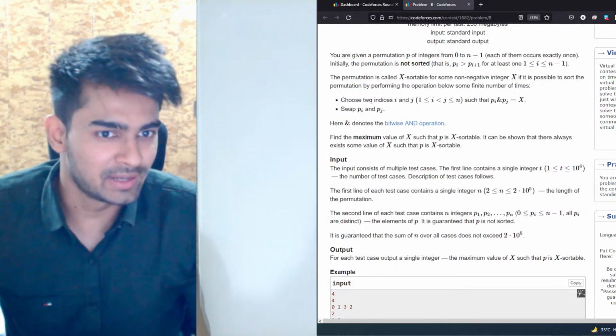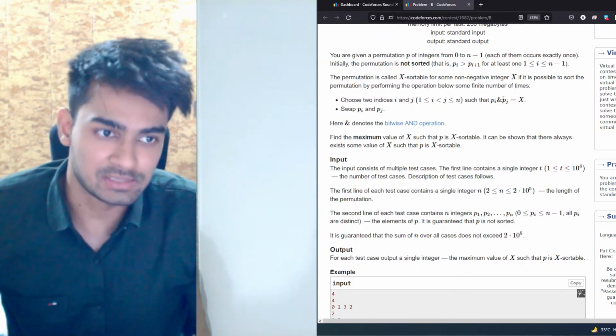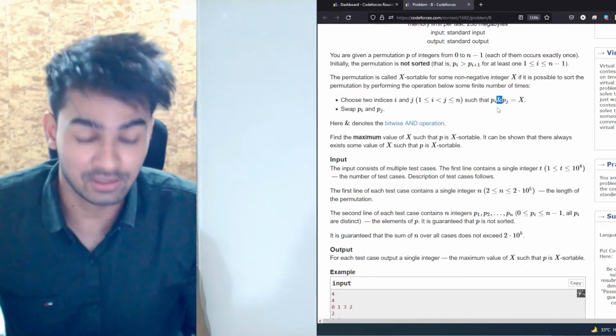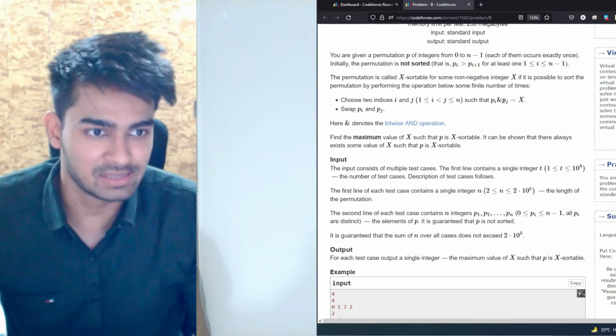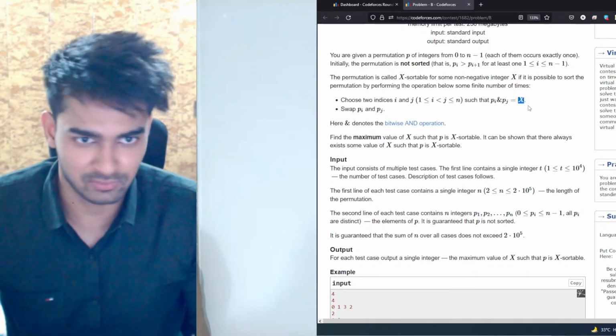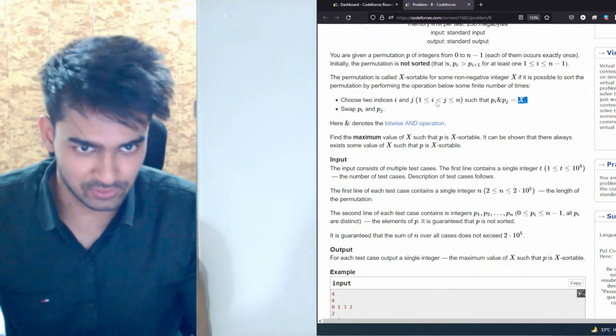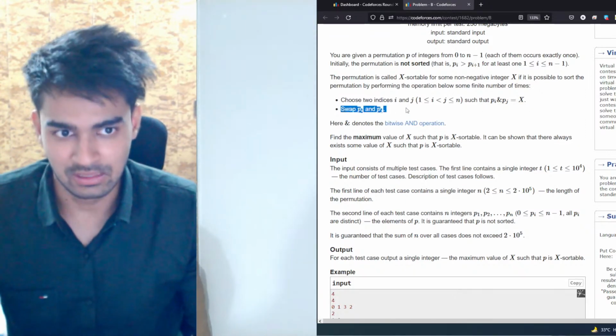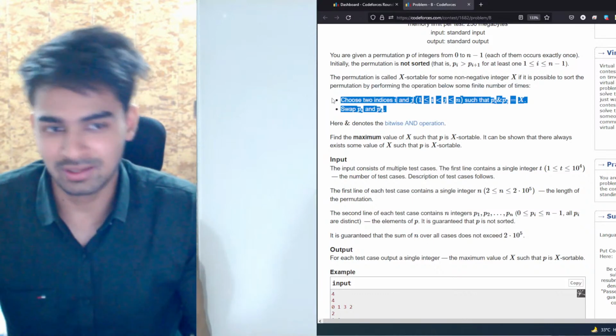Choose two indexes i and j such that Pi AND Pj, this is the bitwise AND of Pi and Pj, is equal to x. If that is equal to x, then swap Pi and Pj. And using this operation, you have to sort the complete array.